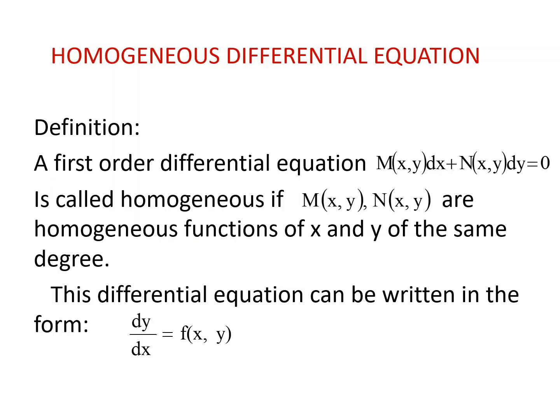Definition of homogeneous differential equation. A first order differential equation M(x,y) dx plus N(x,y) dy equals 0, where M and N are continuous functions of x and y respectively, is called homogeneous if M(x,y) and N(x,y) are homogeneous functions of x and y of the same degree. This differential equation can be written in the form dy/dx equals f(x,y). Here f is a continuous function.